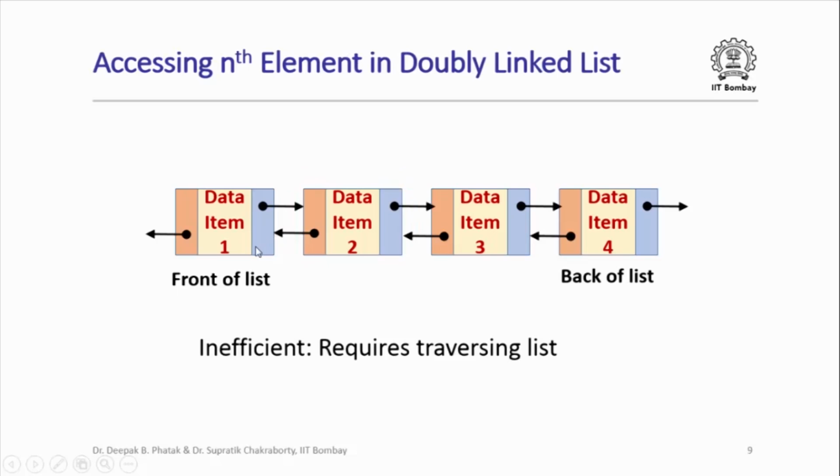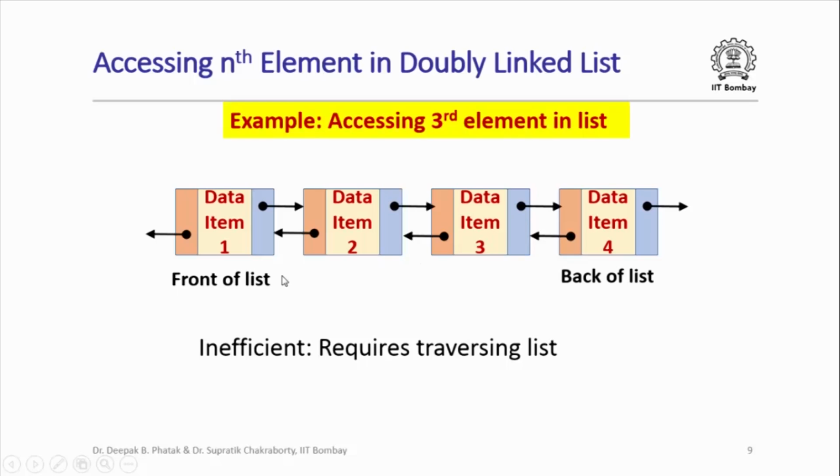However, if you wanted to access the nth element in a doubly linked list, this is going to be fairly inefficient because you don't directly have a way to reach the nth element in the list. You will actually need to traverse the list from its front. So for example, if I were to access the third element in the list, I'll have to start from the front of the list, and that's the first element.